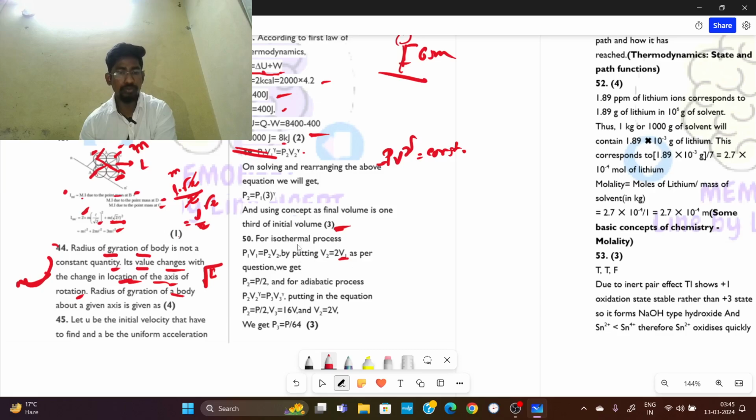So here you have to do it in two segments. The first one is isothermal, and the second one is an adiabatic process. In the first one, V2 equals 2V1, and in the second one, the volume becomes 16V. If we put the values in the equation, you will get P2 equals P by 2, V3 equals 16V and V2 equals 2V. So we will get P3 equals P by 64. So the final pressure of the gas will be 1 by 64 times the initial pressure. Okay, so that's it.